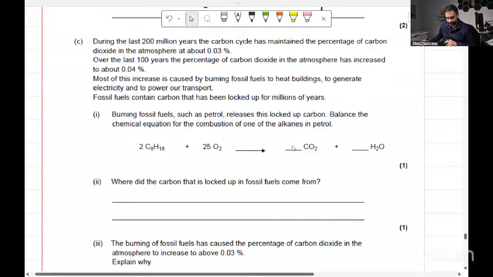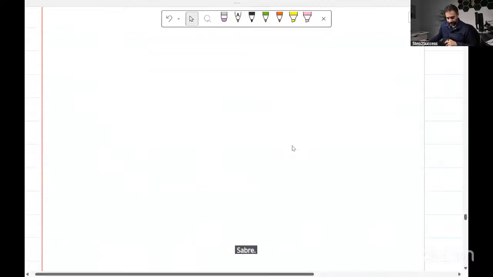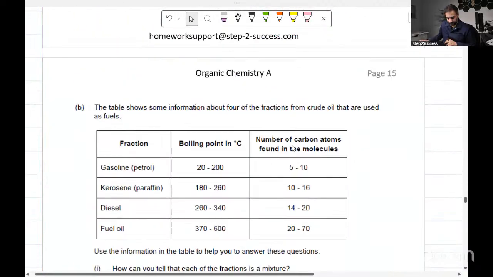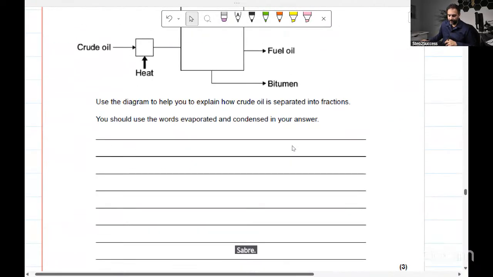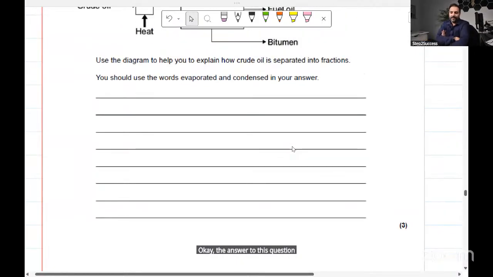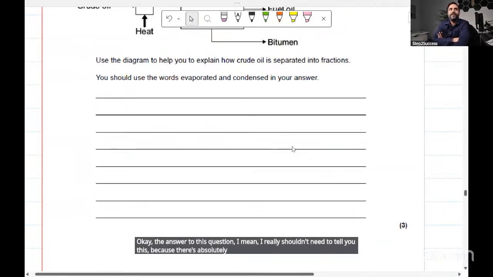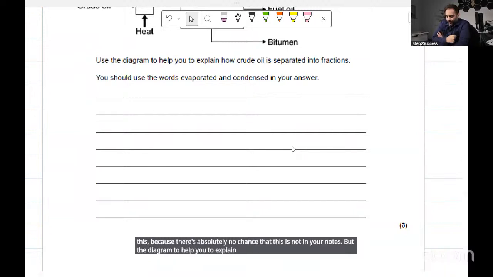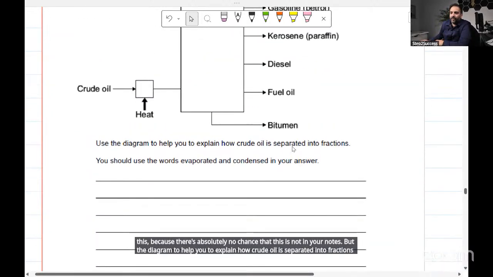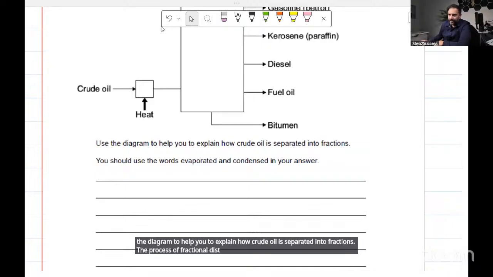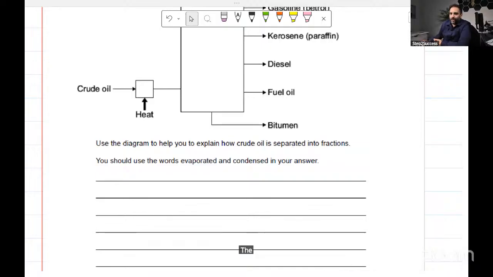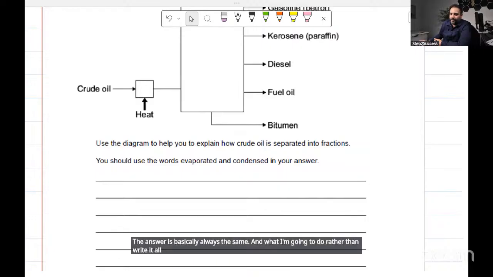7A. Okay. The answer to this question, I really shouldn't need to tell you this because there's absolutely no chance that this is not in your notes. But the diagram to help you to explain how crude oil is separated into fractions, the process of fractional distillation of crude oil, the answer is basically always the same. And what I'm going to do, rather than write it all down, you need to be able to say all of the following.